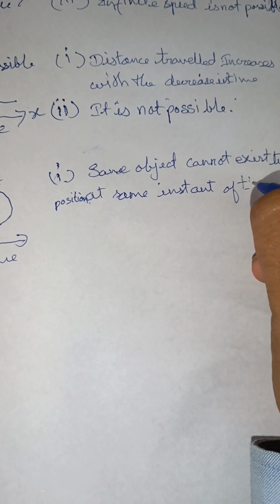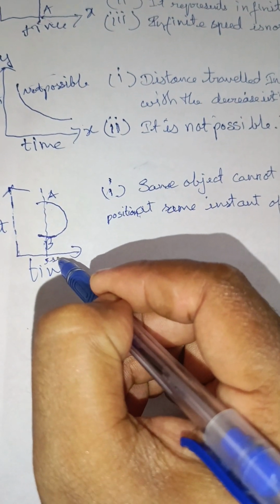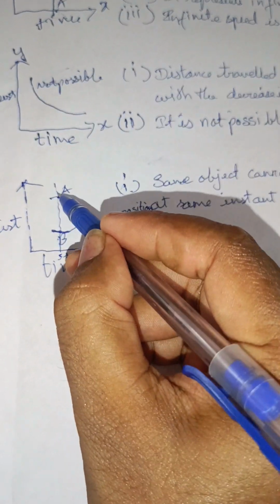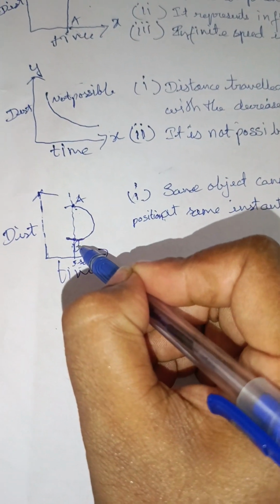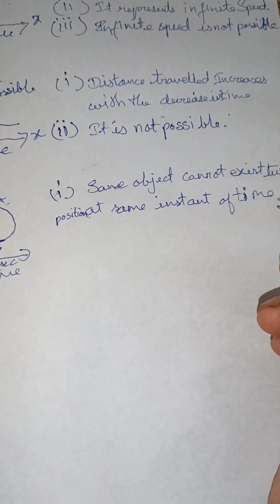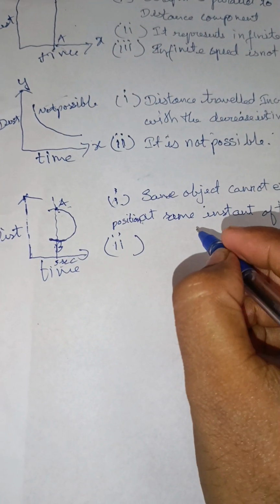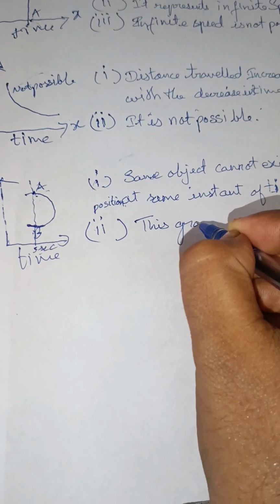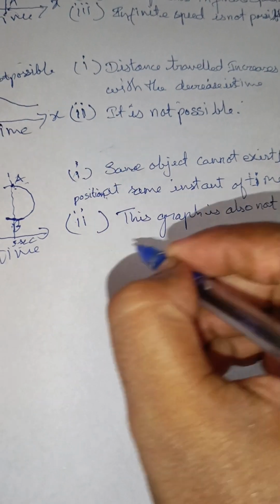So I mean to say, in a particular instant of time, suppose I consider this is my 3 seconds. At the third second, the object cannot be at two different positions. Time is 3 seconds only. Either the object can be at position A or at position B. Both positions are not possible. So the object cannot exist at two positions at the same instant of time. Condition number 2, this graph is also not possible.